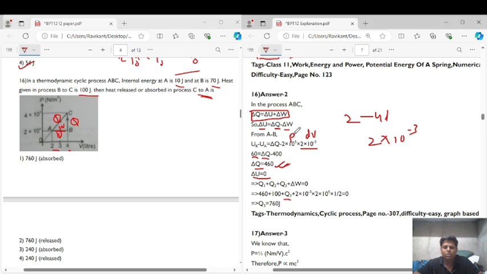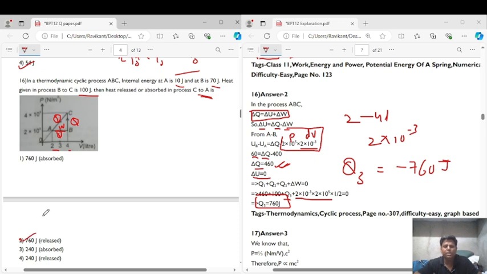Work done W we just calculated from here, that is work done equals P dV, right? So putting P dV, and this is equal to 0. Solving this, we get Q3 as 760 joule, and this will come as negative. So Q3 will be equal to minus 760 joule, right? If it is minus 760 joule, it means it is being released. So the correct answer for question number 16 will be option 2, that is 760 joule, right?